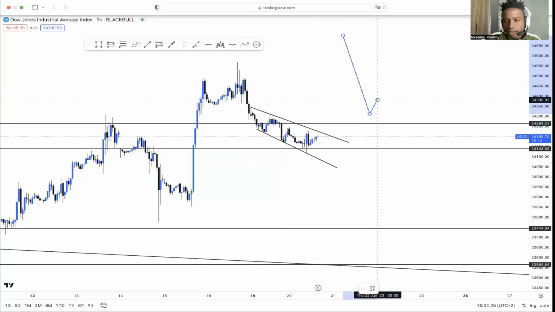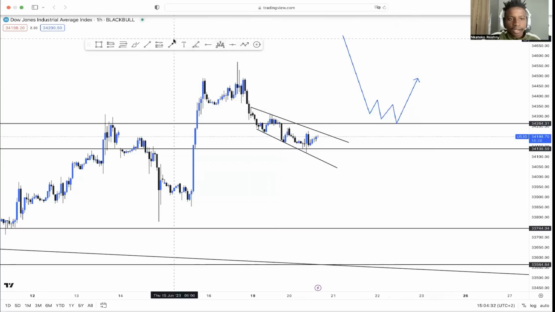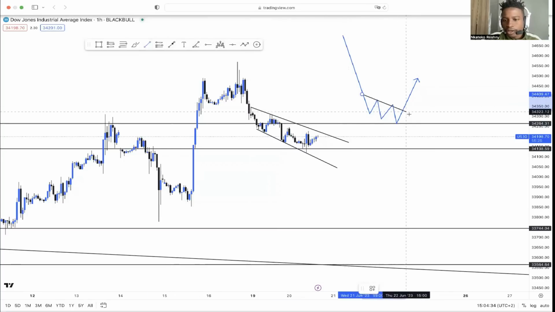Okay, let's do it like this so you can understand it. And then come back like this, and then touches here. The next thing, it goes to the top, understand? So that's how a rising wedge goes about, understand?